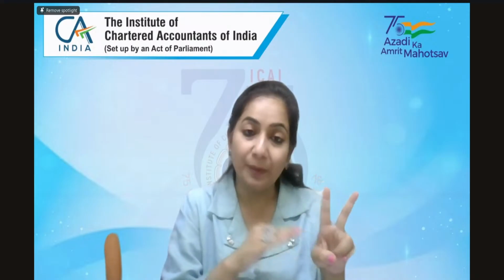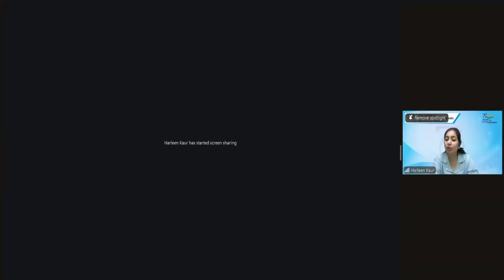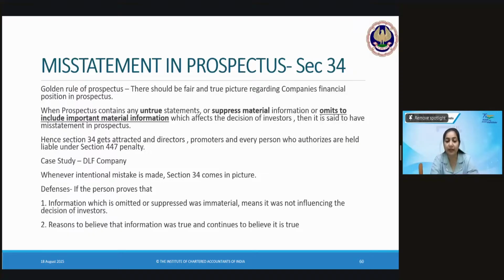And the second case will be where I have relied on someone's judgment. One is I had the reasons to believe, and the second is the information was immaterial. कैसे याद रखना है? एक तो information जो missing है वो immaterial थी, influence नहीं करती, and मेरे पास reasons हैं believe करने के लिए कि information true. तब directors, promoters, and every person who has authorized will get protected. 447. In these two cases, मतलब ये exceptions हैं. In these two cases, 447 is not applicable.